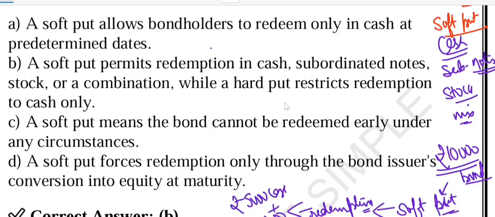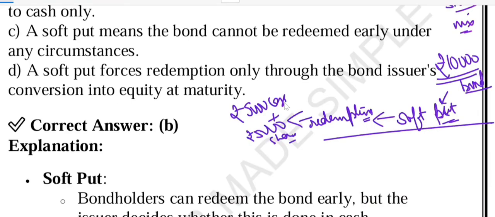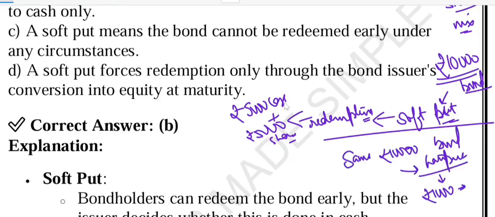Hard put is only cash repayment. Hard put means cash only repayment. So in the case of hard put, the issuer must repay in cash. No substitute for that. Take the same 10,000 rupees bond with a hard put. So you get 10,000 rupees in cash. So basically soft put is riskier for the investor because you might get stuck with shares or IOU instead of cash, and hard put is safer.